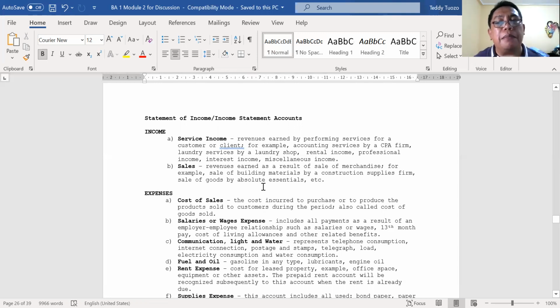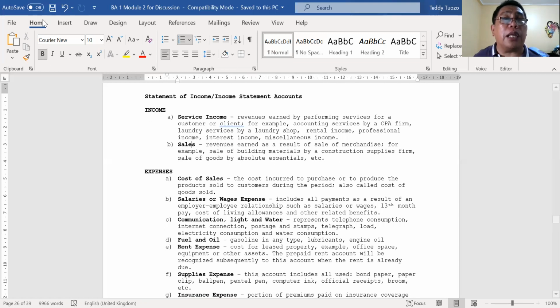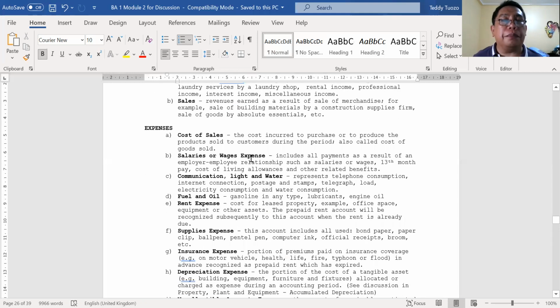So you have the service income. This is the income when you perform services. I have shown here examples. And then sales, this is the revenue earned as a result of the sale of merchandise, or by a manufacturing or a construction firm. If you sell products, then that is sales. But if you are selling services, that you offer, it is service income or other income. That may be used in the problem in accounting or BA1.